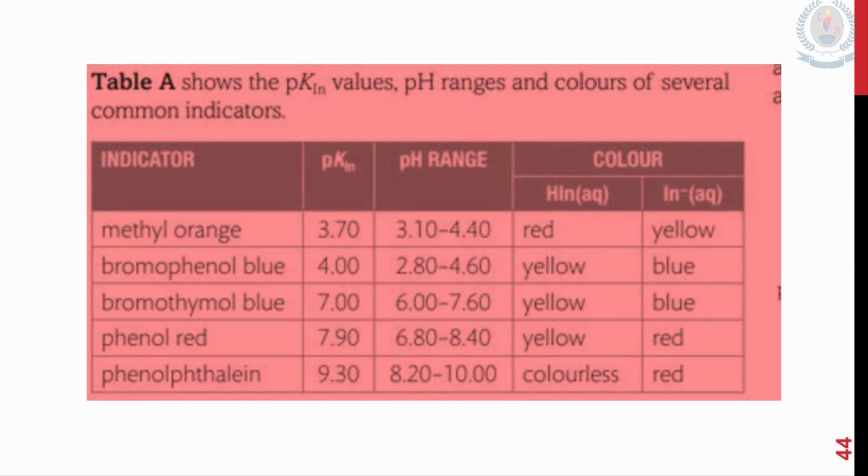So this table shows the pKa values, pH ranges and colors of several common indicators. In the previous slide also I mentioned a list of indicators and their pH range and color changes in alkaline and acidic media. These are the very common indicators used in the laboratories.